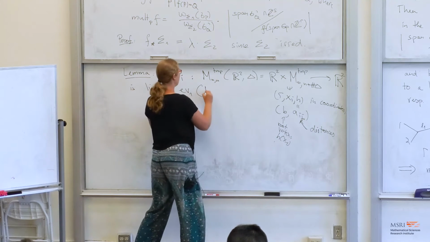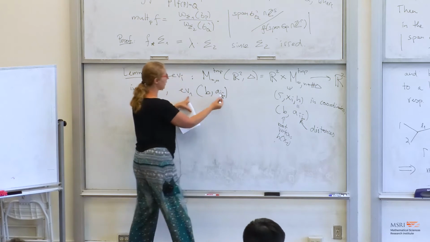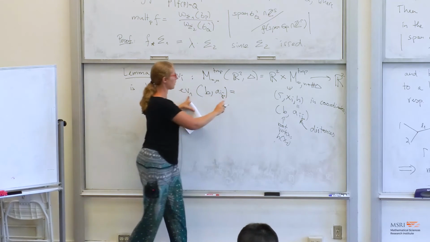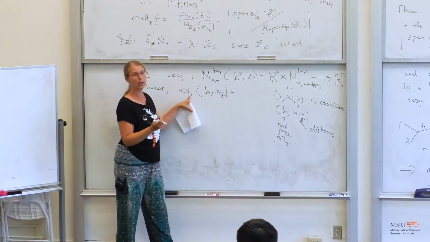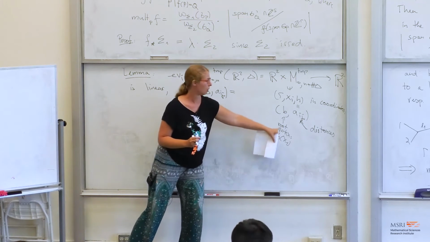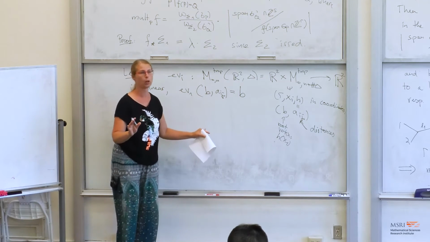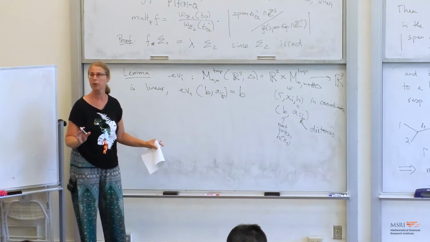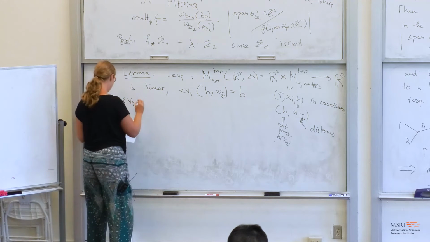So those are the coordinates I want to use. If I take EV1 of b and a_ij, what's the image going to be? I just evaluate the first point. What is the first point? It's just b. So it's just a projection. Good. We all know that projections are linear maps. No worries here. What about the other EVi?